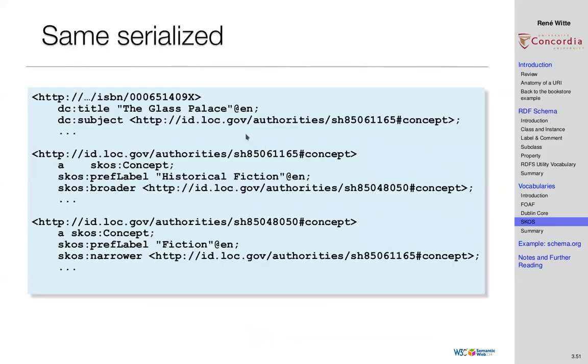If you serialize it, it looks like this. We have our book with the title and the subject using Dublin Core. And then we say that this here is a SKOS concept. So this is the one from the Library of Congress. It's historical fiction. And we can connect this with our book here. So the subject of the book is this concept from the Library of Congress. And from there, we get all of this additional information.